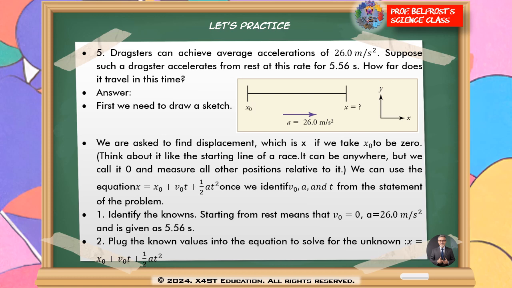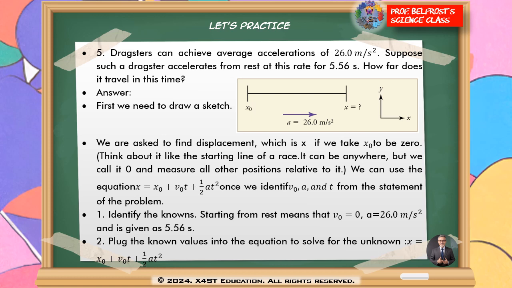Number 5. Dragsters can achieve an average acceleration of 26.0 meters per second squared. Suppose such a dragster accelerates at this rate for 5.56 seconds, then how far does it travel in this time? Once again, I want to remind you about using significant figures in physics. They play quite an important role. Though maybe sometimes I slip and don't tell you the exact value, for example I miss the trailing 0, it's very important to pay attention that all problems need to be represented by the suitable significant figures assigned in the problem.